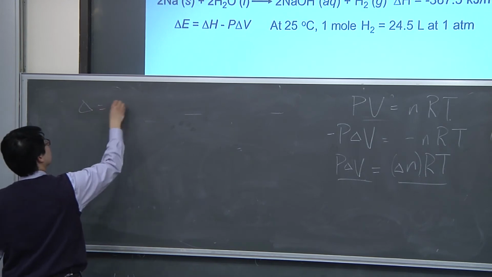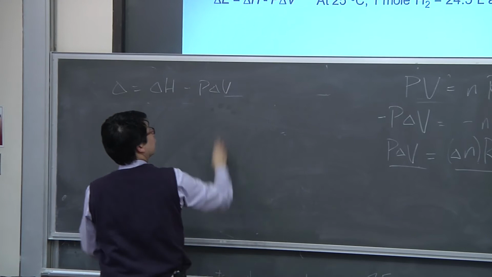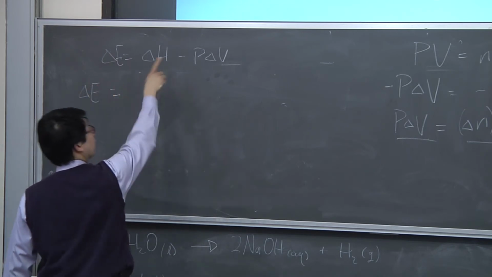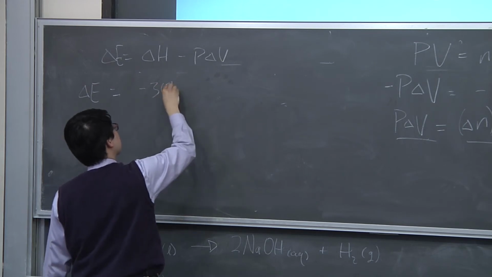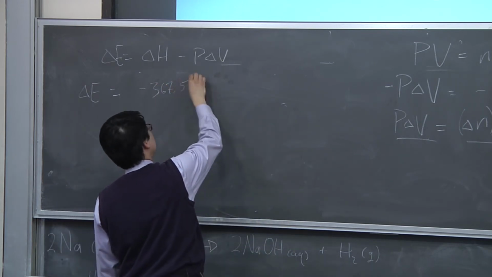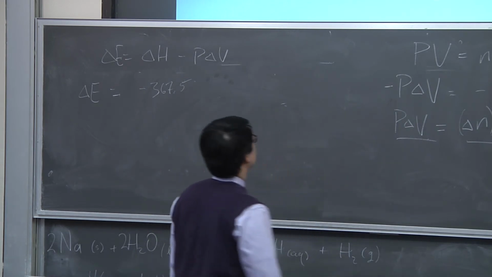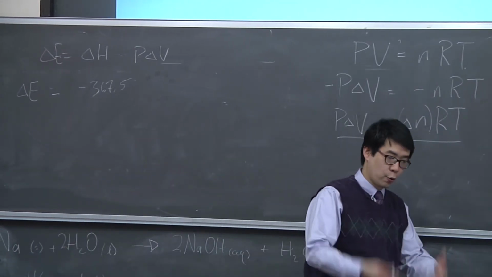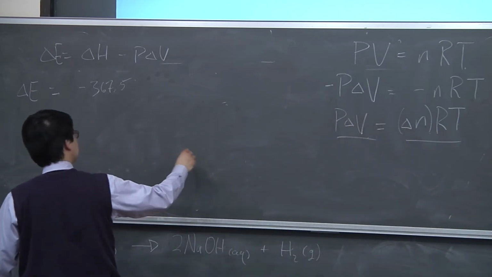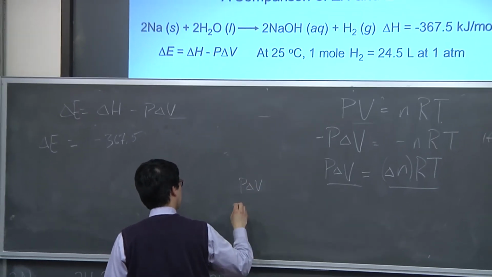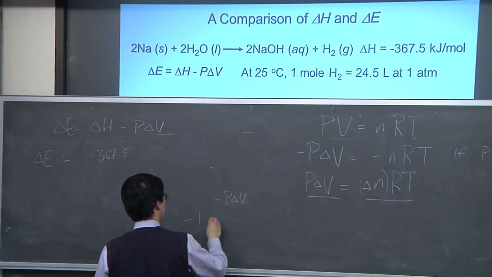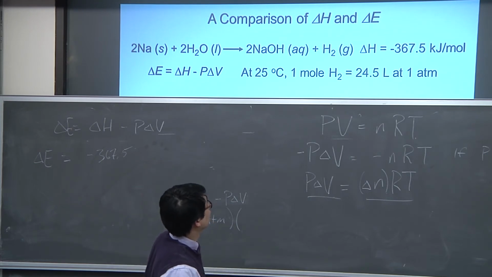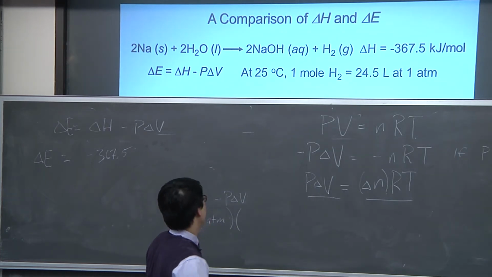So delta E equals delta H minus P delta V. In this case, what is delta E? Delta E equals, well, delta H is negative 367.5. And what's P delta V? Well, we're assuming that the pressure is 1 atmosphere, right? We're assuming that the apparatus is open to the air. And so negative P delta V is negative 1 atmosphere times delta V, which is 24.5 liters.